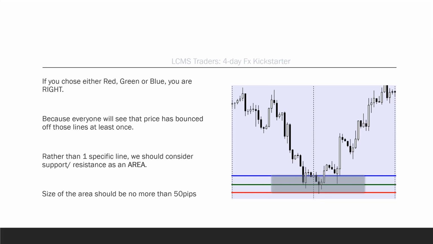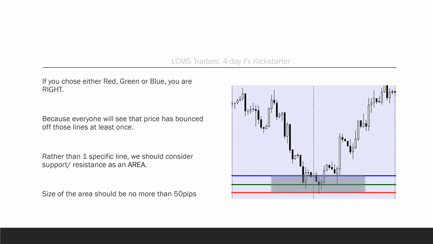Start thinking of it as an area. And this area should not be more than 50 pips. Remember, this is very important. The size of your support area or your resistance area should not be more than 50 pips.